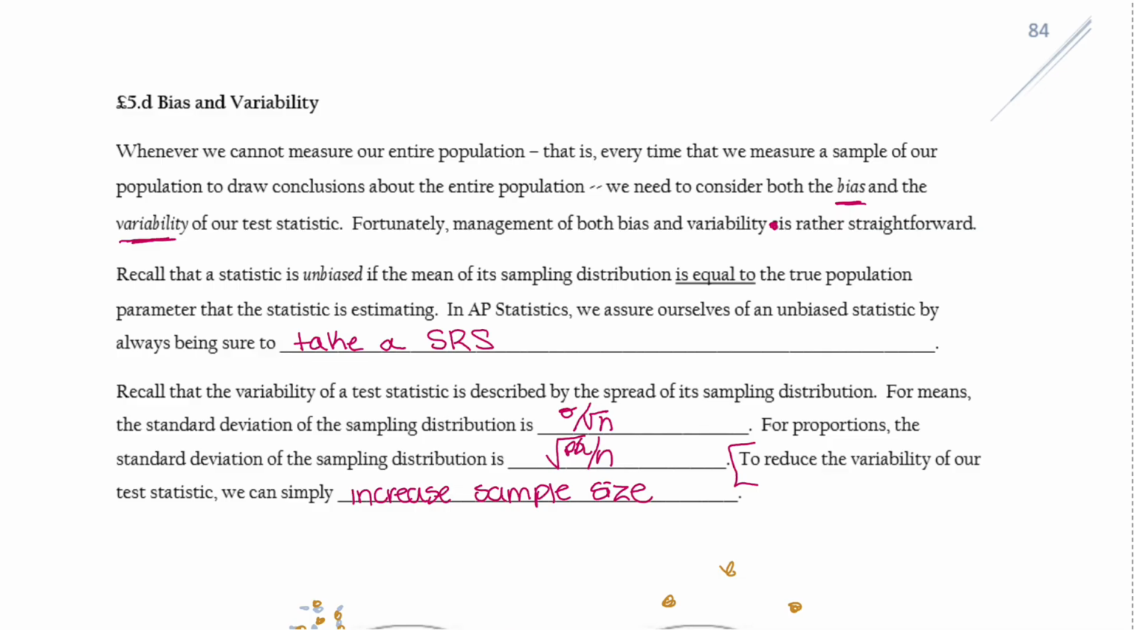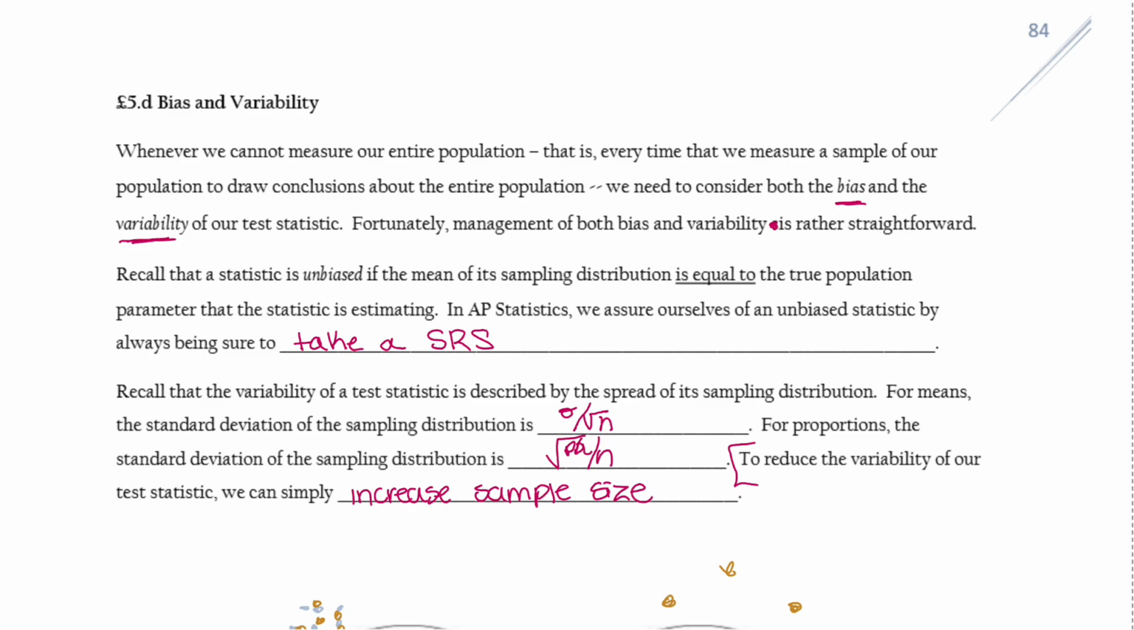Recall that a statistic is unbiased if the mean of its sampling distribution is equal to the true population parameter that the statistic is estimating. In AP Statistics, we assure ourselves of an unbiased statistic by always being sure to take an SRS.